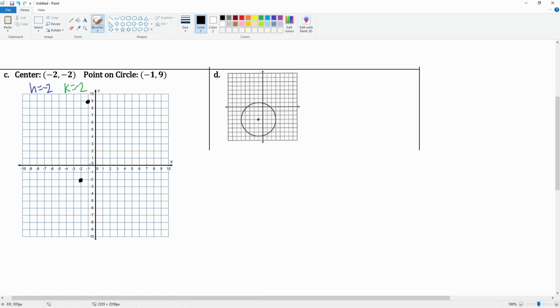Right here, these two form a straight line. So if I connect it, there should be a radius. You can find the radius by using the Pythagorean theorem right here. So a is equal to 1, b is equal to 9, and the radius here is the distance. So 1 squared plus 9 squared is equal to that distance squared. This is 1 plus 81, so 82 is equal to d squared. So d is equal to the square root of 82. The radius is equal to the square root of 82.